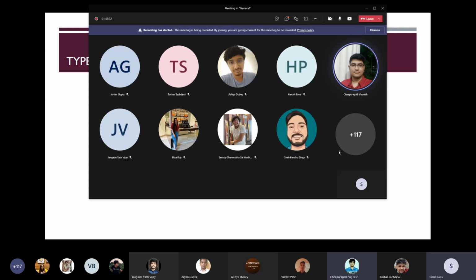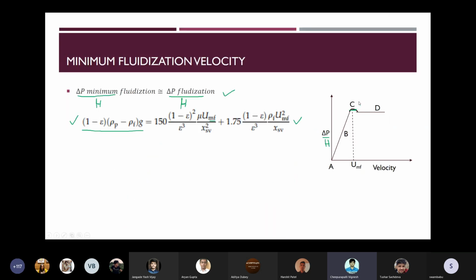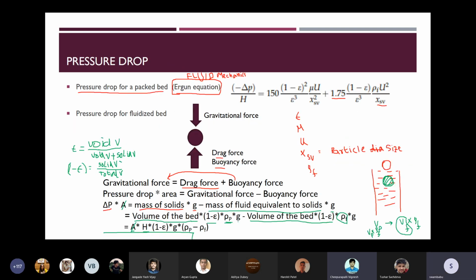Yes, Vignesh. Sir, I had a doubt in that equation, the pressure drop equation for fluidization. There, on both sides you took 1 minus epsilon. For the fluid part, we should take epsilon, no, sir? Why 1 minus epsilon? Before this, we had derived it using the drag force equation. Here only, sir, the last line: volume of bed into 1 minus epsilon rho f. Here it should be epsilon.